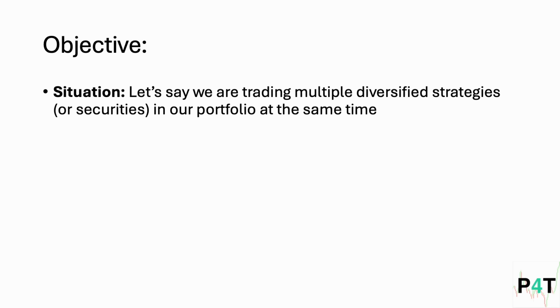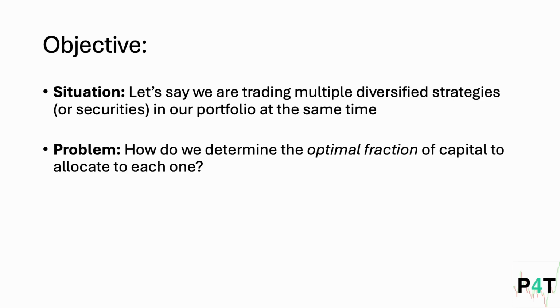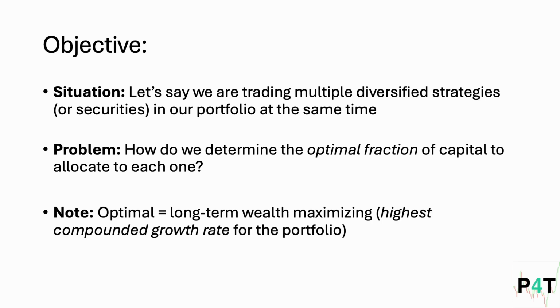So our situation here is going to be that we have multiple diversified strategies or securities in our portfolio at the same time, and we want to figure out how to split the cash between them. It doesn't actually matter whether these are separate algorithms or different stocks. As long as they have returns and volatility, then we can model them the same way. And the goal is going to be to determine the optimal fraction of the portfolio to allocate to each one. And by optimal, I mean the allocations that are going to maximize our long-term wealth, or more precisely, give our portfolio the highest compounded growth rate.